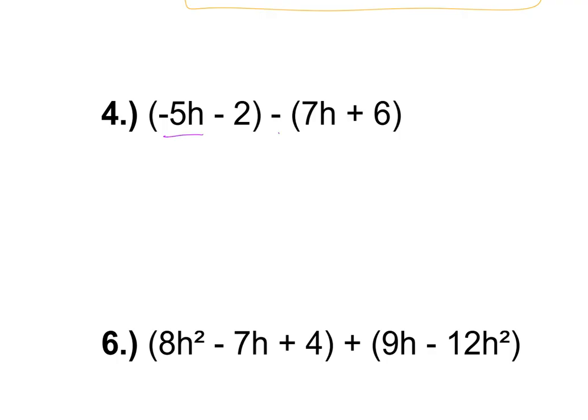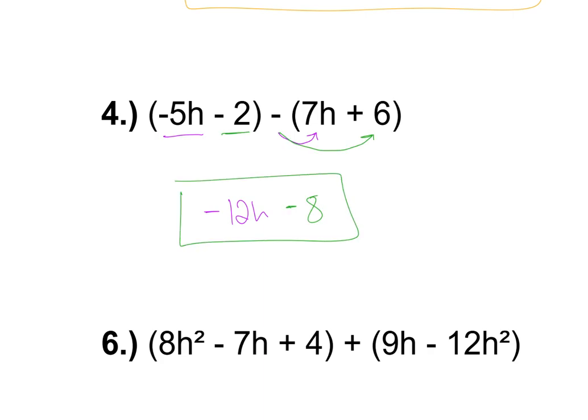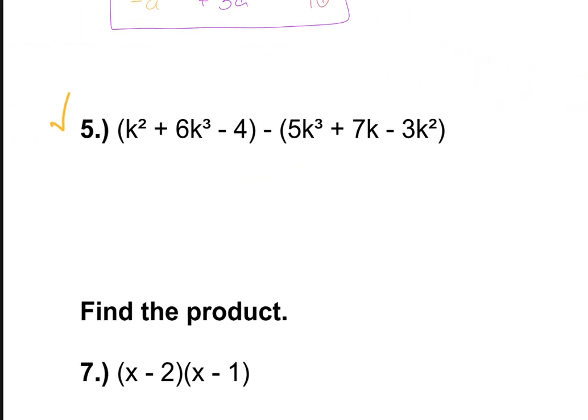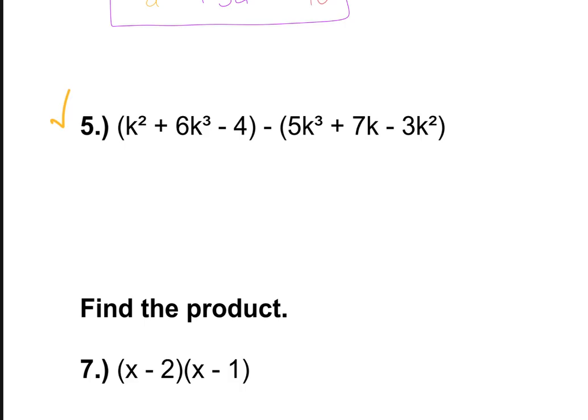Negative 5h minus 7h, that's negative 12h. Negative 2 minus 6 is negative 8. Number 5. All right, so this one has the check mark because it is not in standard form like I thought it was. But that's no big deal. As we kind of saw already, we can really just go through and pick out, okay, what's the biggest degree term? There and there. So 6 minus 5 is 1.